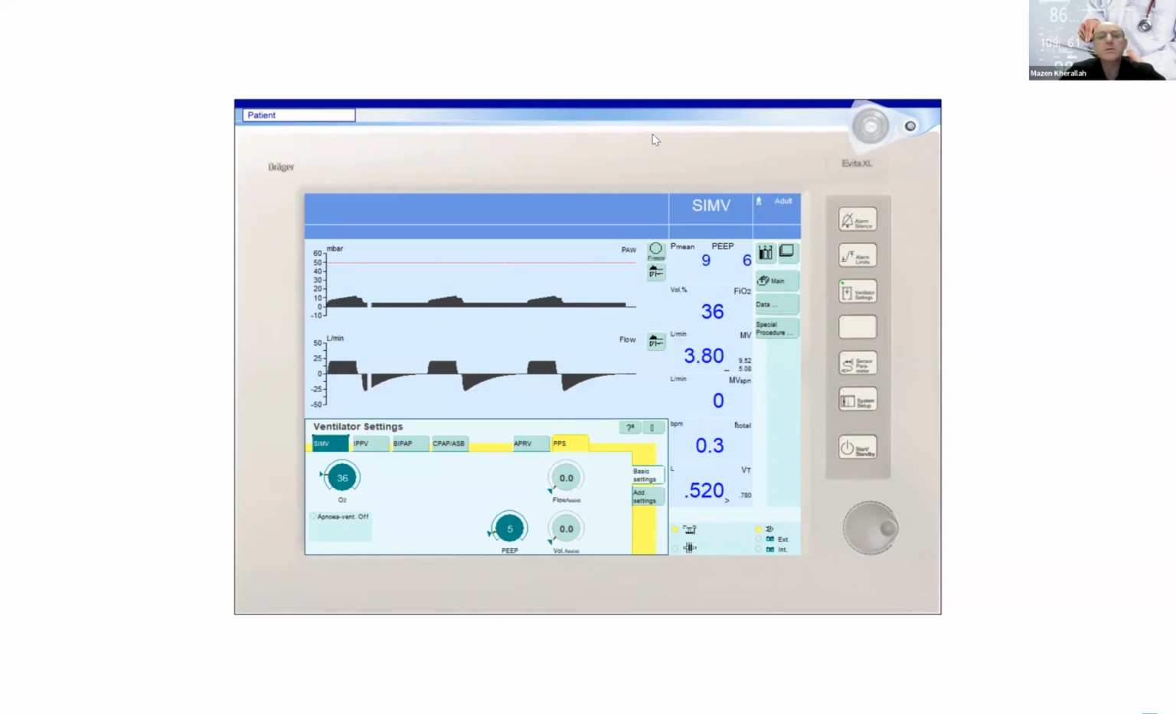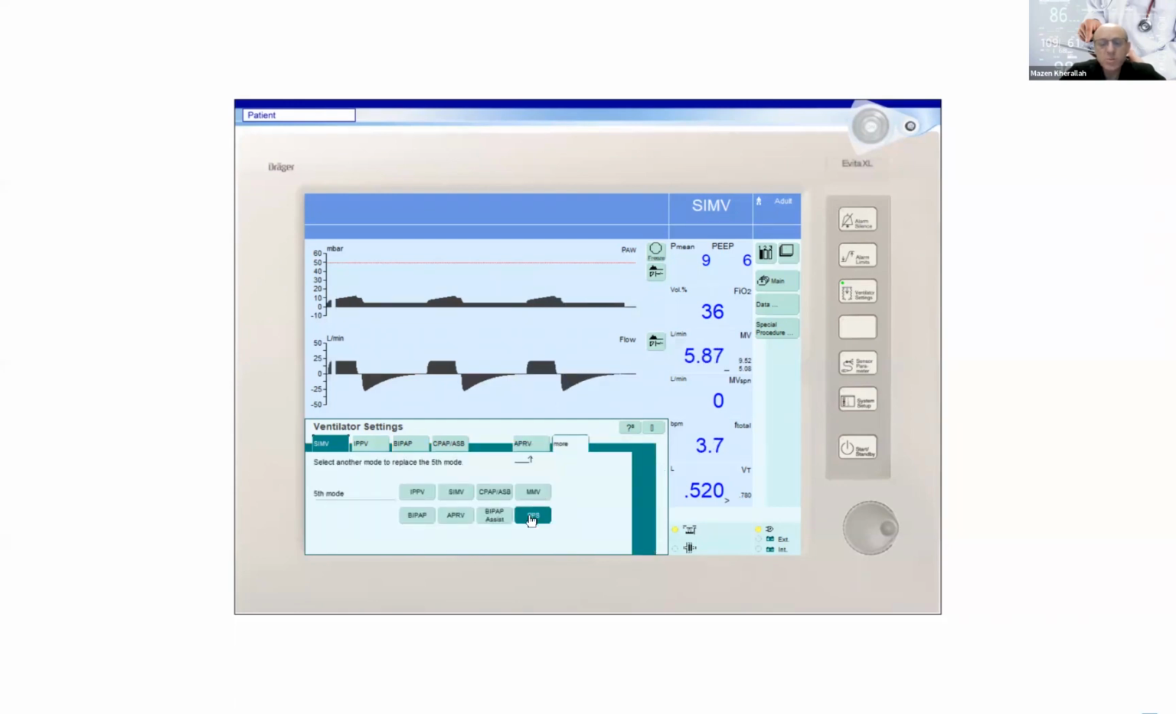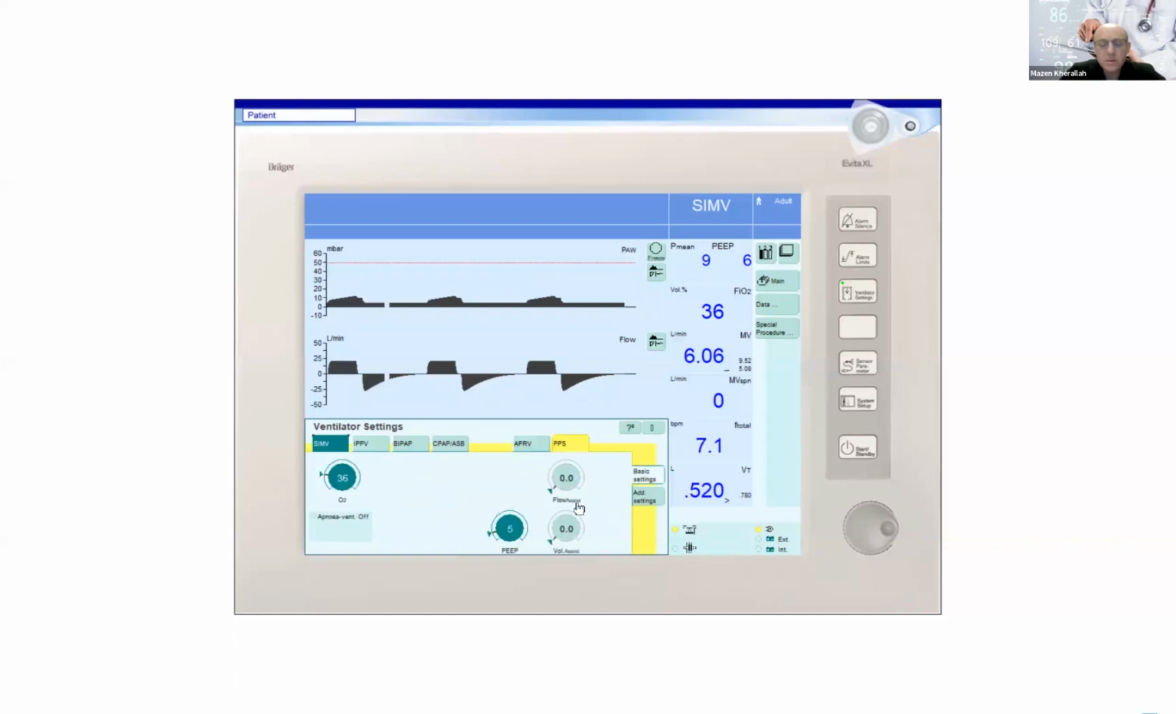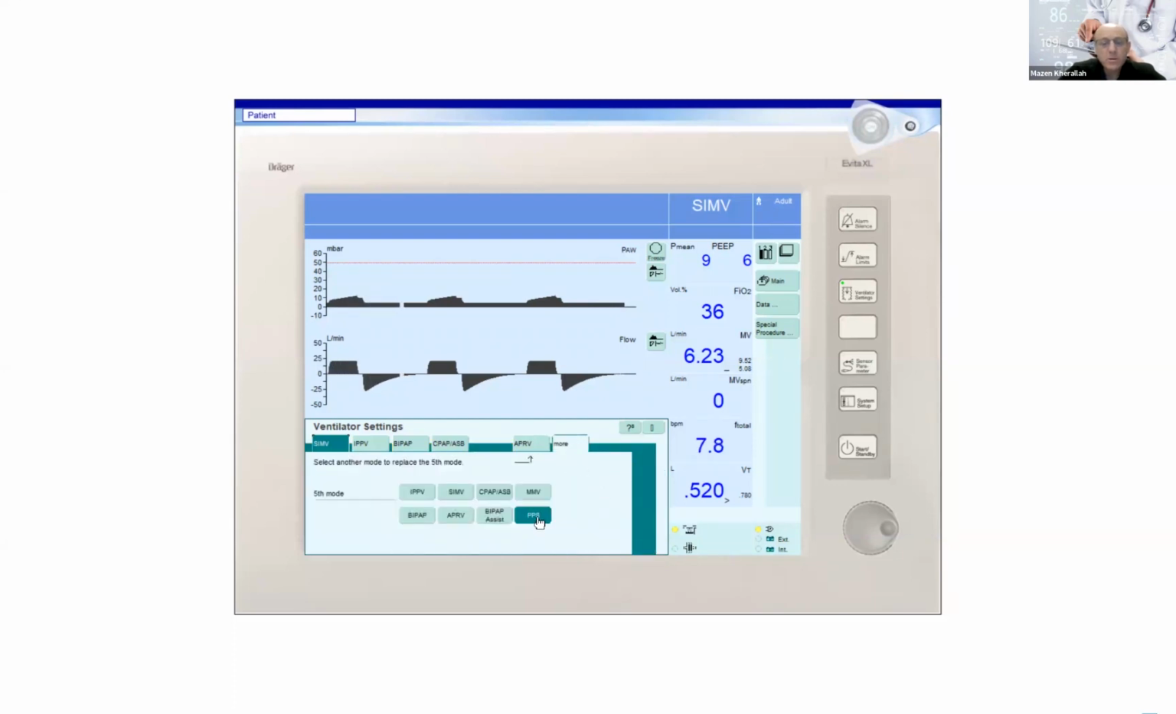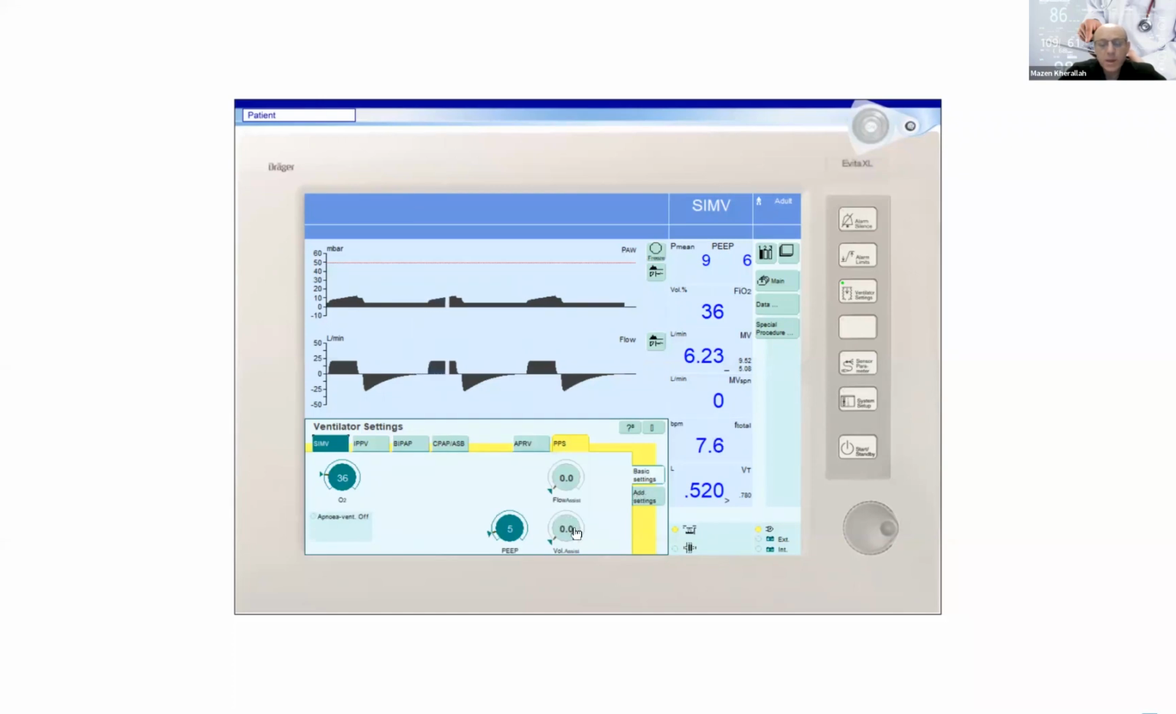What we see here is that we have number one, something called flow assist. And number two, we have volume assist. So we're going to explain those in detail in my presentation. In addition to that, of course, you're going to set the FiO2 and you're going to set the PEEP. There are no other settings for this mode.